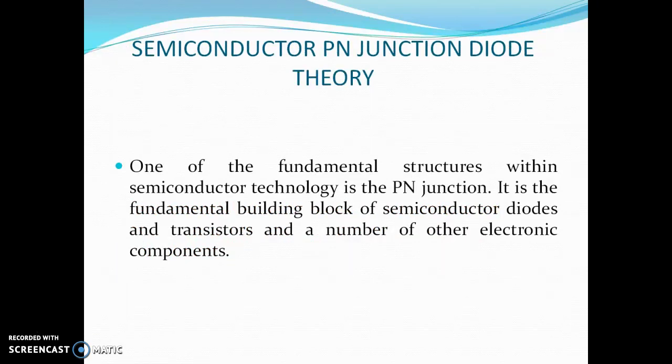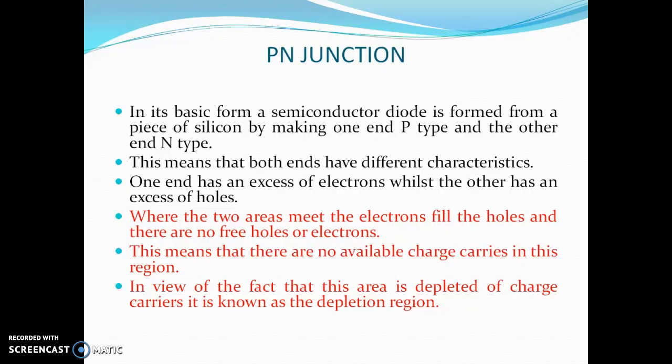Semiconductor p-n junction diode theory. Fundamental structure in semiconductor technology is p-n junction. It is a basic for all electronic devices. P-n junction is formed by one end p-type material and other end with n-type material. N-side type will have excess of electrons and p-side type will have excess of holes.